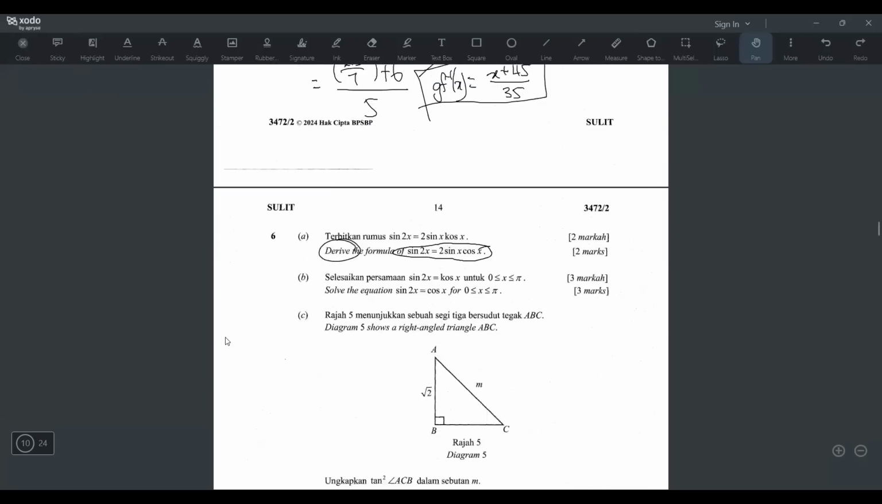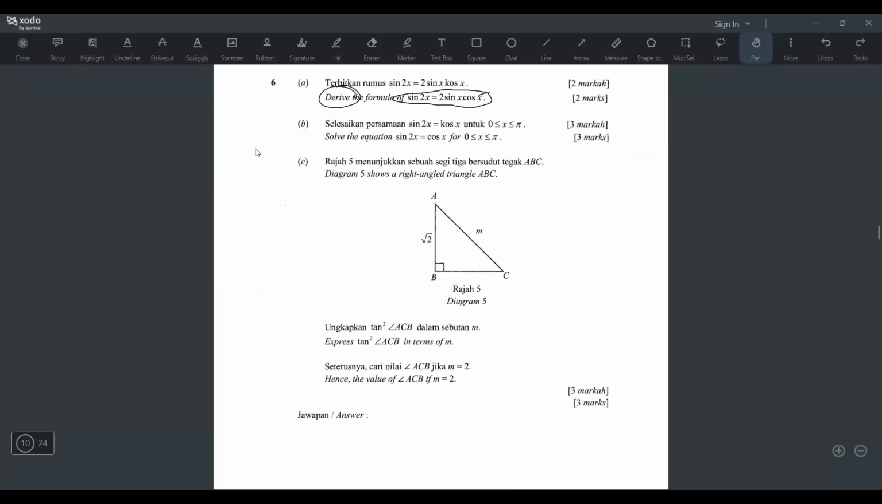Okay, let me just tell you straight away. If you want to derive this formula, you have to use the addition angle formula to derive. Okay, so let me tell you how it works. The double angle formula is sin 2x equals 2 sin x cos x. But later you will use the addition angle formula to derive, which is the sin A plus minus B formula. Okay. Alright, so let me tell you the formula.